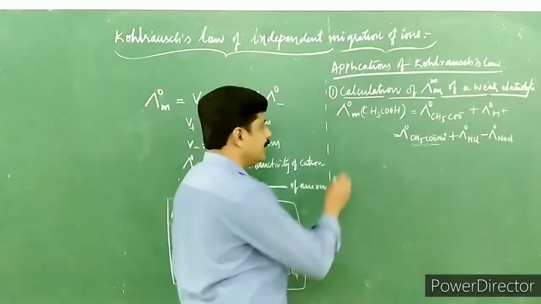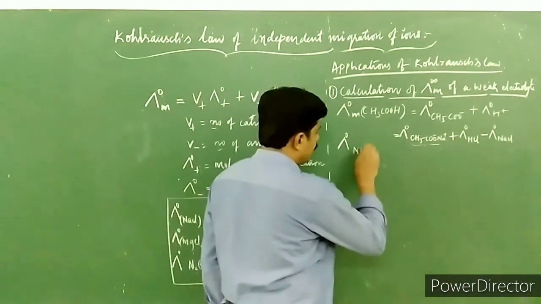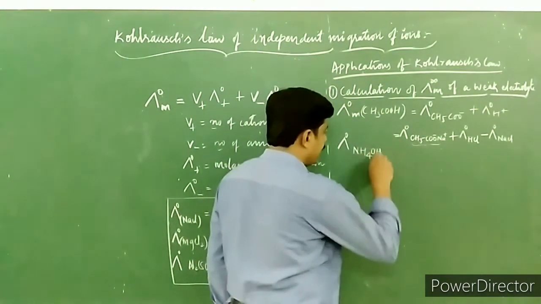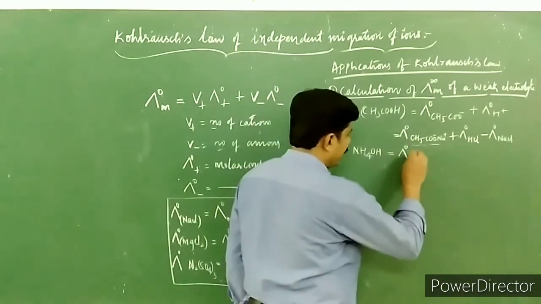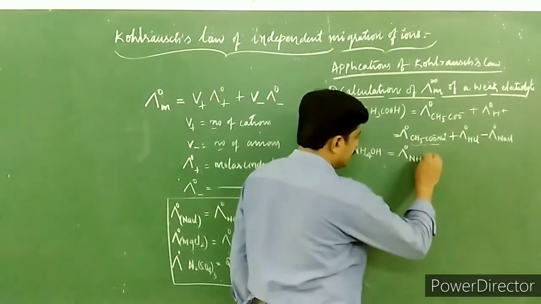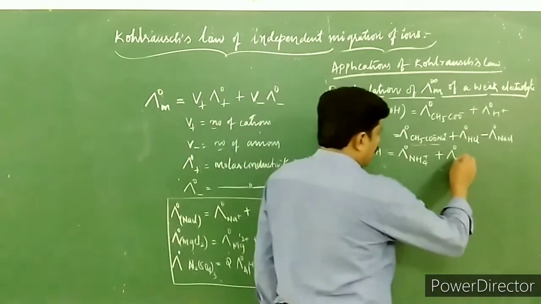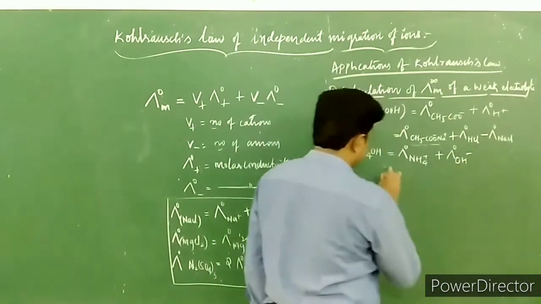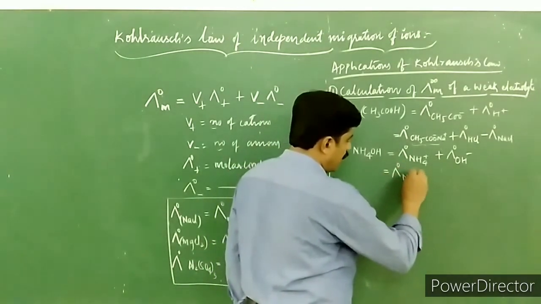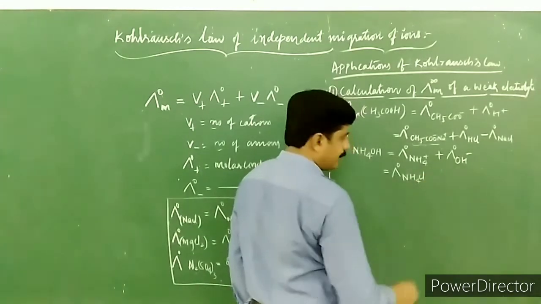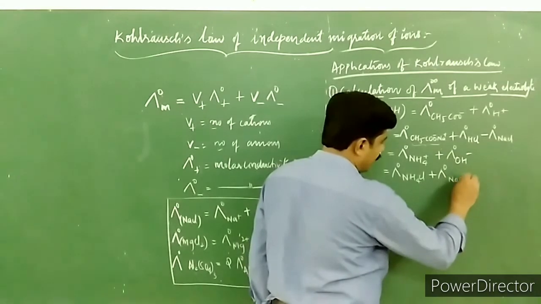Let me quote one more example. Limiting molar conductivity of NH4OH. Ammonium hydroxide is a weak base. You can write the limiting molar conductivity of individual ions, NH4 plus and OH minus. How do I get it? Limiting molar conductivity of ammonium chloride, a strong electrolyte, plus limiting molar conductivity of sodium hydroxide. Again, it is a strong electrolyte.